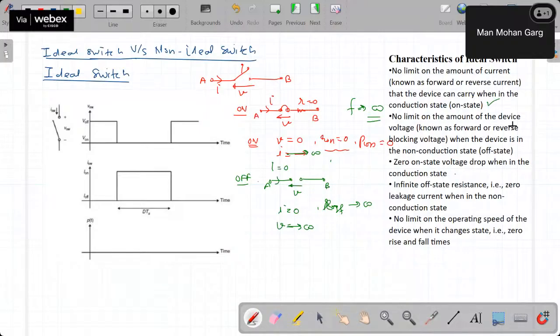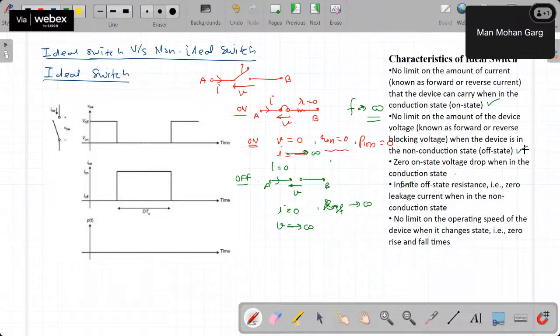Then, there is no limit on the amount of device voltage, known as forward voltage or reverse voltage, when the device is in the non-conducting state. So that's what I said. Whenever it is in off mode, it should be able to withstand any amount of voltage.